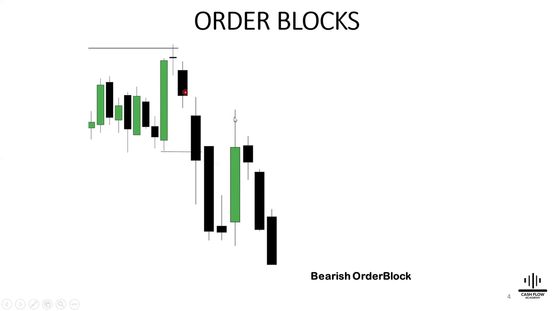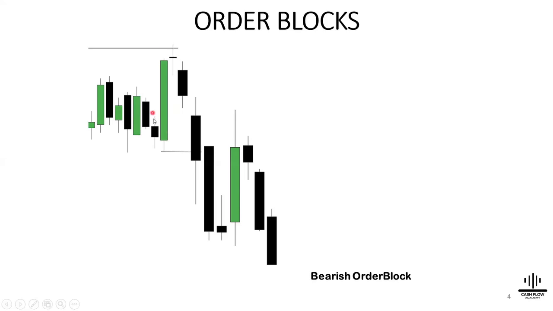But when you are entering, you can put your stop above the high of this bearish order block, because the whole concept is that market makers do not want price to go above this high. Why? Because they are already in a sell trade. Why they want market to go back to this bearish order block or this point, as I would say, is because they want to offload their buy orders.